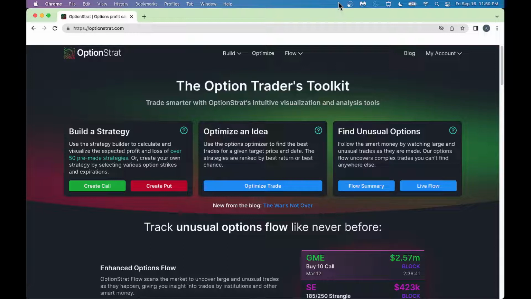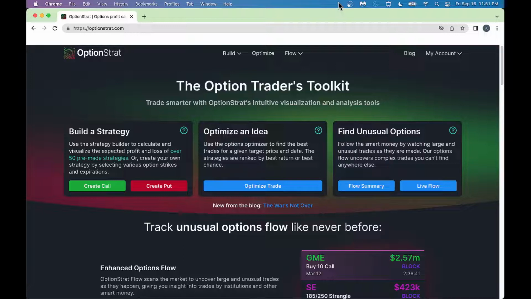In today's segment, let's take a look at how to trade options like a pro and make money in this market. Market is very choppy. If you are into options, you can make a ton of money, especially using Optionstrat. So with that, let's jump into Optionstrat and see if it's worth your money. So with that, let's jump in and get started.